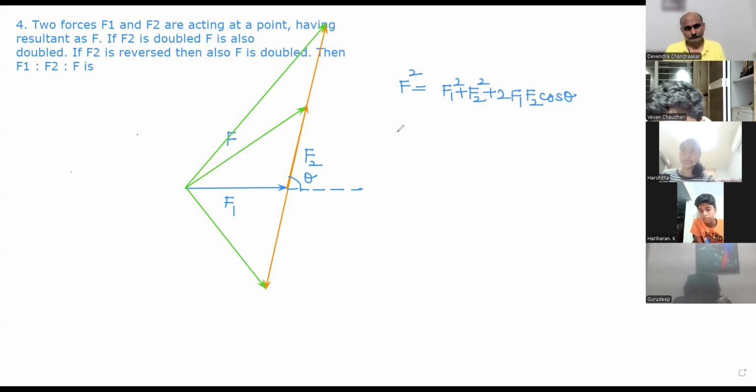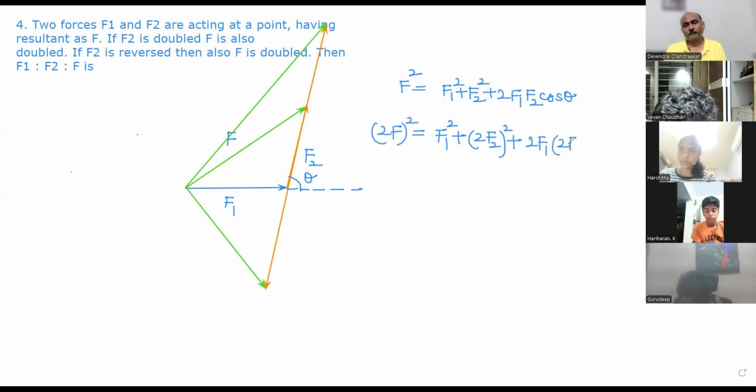Now this becomes 2F whole square. This becomes 2F whole square when F2 is doubled. And this is 2F1 into 2F2. The angle is not changing, right? All of you understood this second equation?